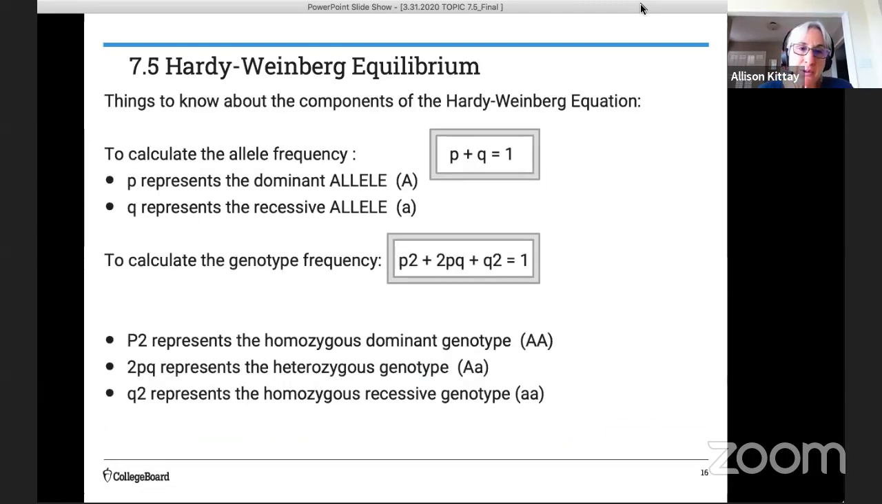So a couple things to remember about the components of this equation. To calculate allele frequency, you use p plus q equals 1. p represents the dominant allele, and that's usually symbolized with a capital letter. q represents the recessive allele, and that's symbolized with a lowercase letter. To calculate the genotype frequency, you use the p squared plus 2pq plus q squared equation, where p squared represents the homozygous dominant genotype, 2pq represents the heterozygous genotype, and q squared represents the homozygous recessive genotype. Don't worry, we're going to practice with this.